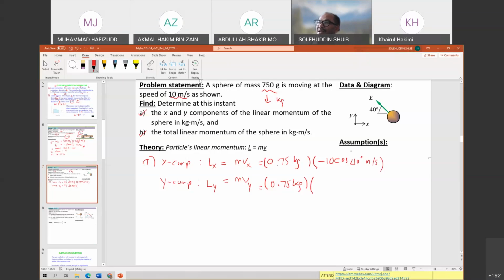And then how about the one below? For the y component, what will be the value for the velocity component? 10 sine 40, meter per second. And then you compute the values. What do you get for Lx? What is the value for Lx?